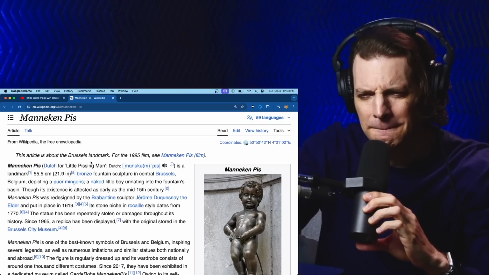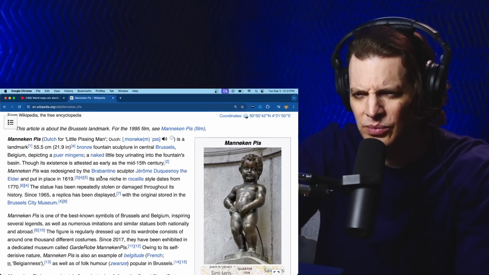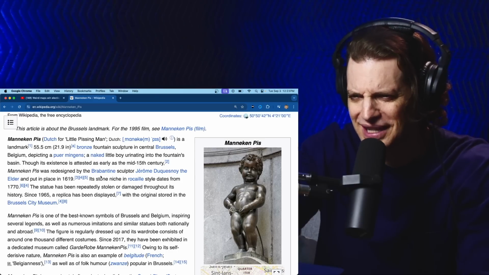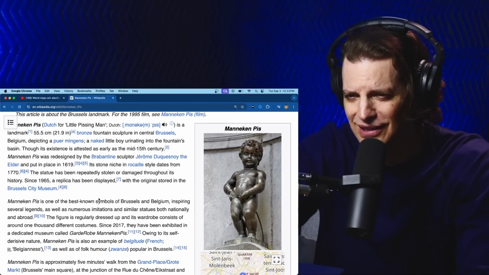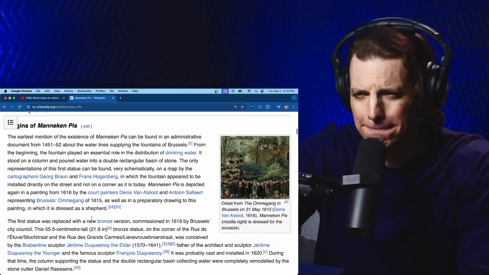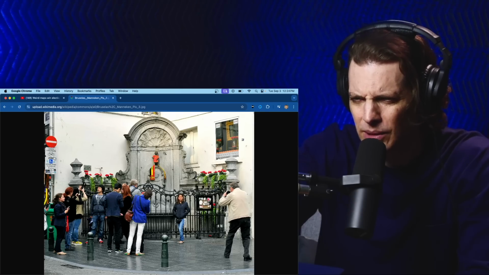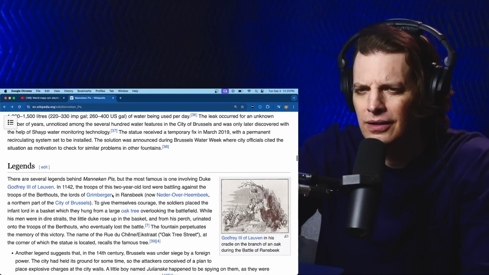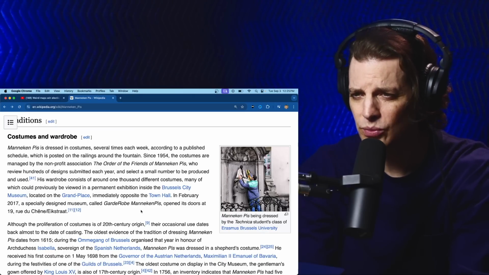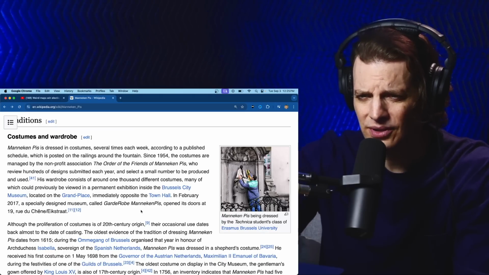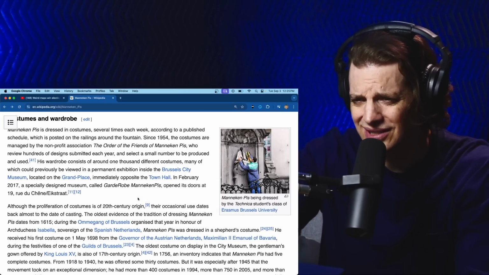It's like a fountain. Manneken Pis, Dutch for Little Pissing Man, is a landmark 21.9-inch bronze fountain sculpture in central Brussels, Belgium, depicting a puer mingens, a naked little boy urinating into the fountain's basin. I didn't know this was a thing. He's got a little onesie on here. Probably for football or something? Having fun with the ancient relics. Oh, it's dressed in costumes several times each week. Wow. The costumes are managed by a non-profit association, the Order of the Friends of Manneken Pis.